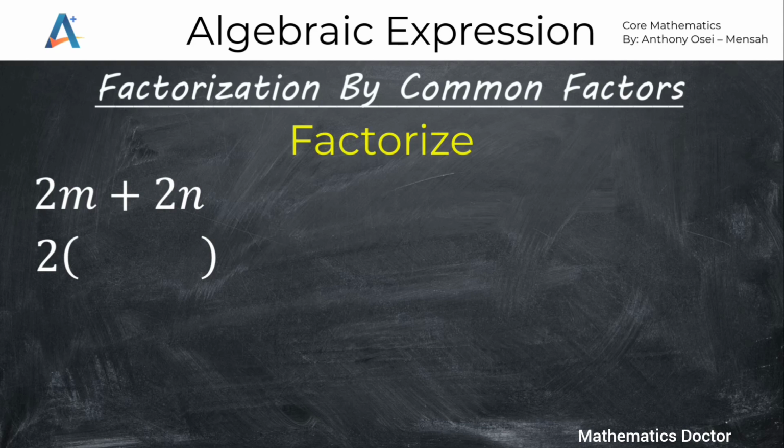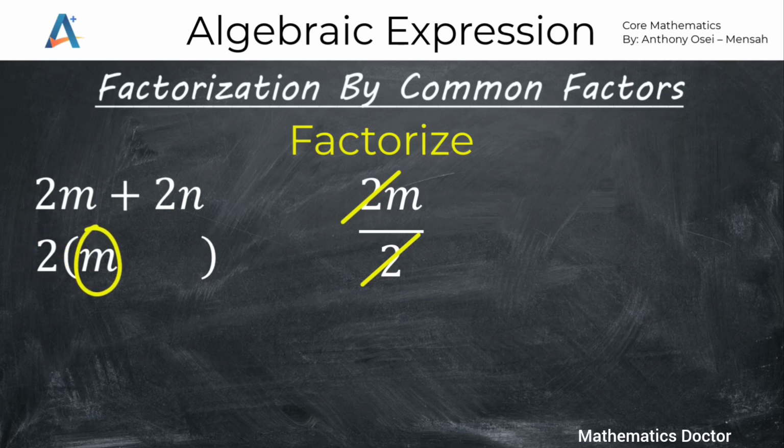So when we take this 2, then we divide it by 2m. That is to say, 2m divided by 2. We realize that the 2 as the common factor will cancel the 2, which is the coefficient in front of 2m. So when you cancel, the term that will remain is m. Then you put the m here, meaning 2m divided by 2 will give you m. Bring the operational sign.